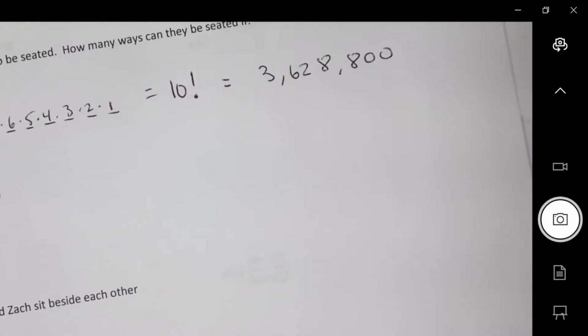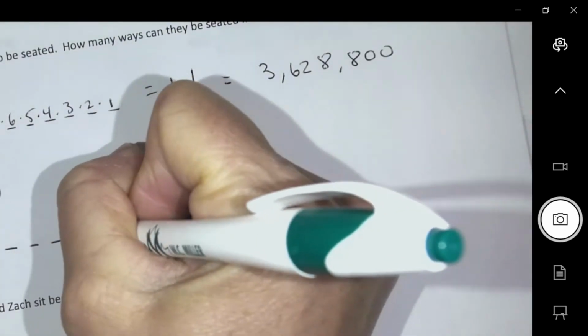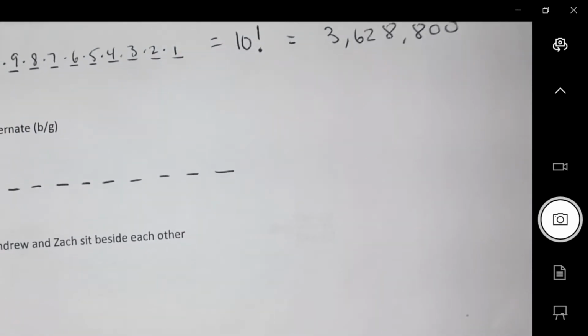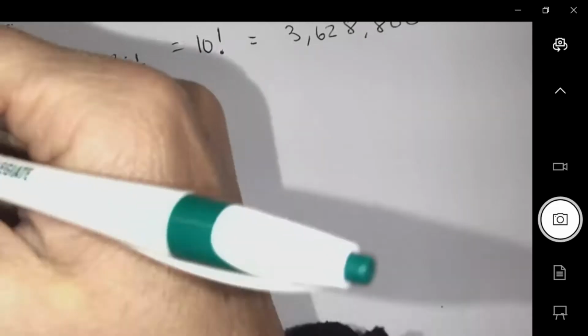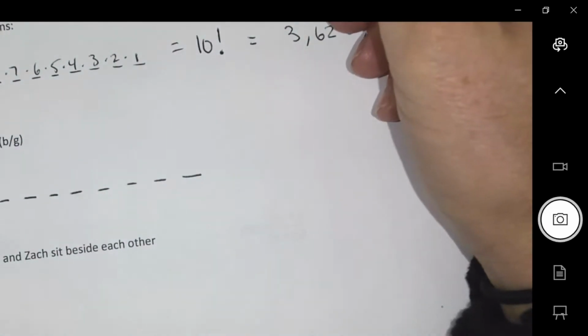All right. They have to alternate, so I'm going to draw my 10 chairs again. So they have to alternate, boy, girl, boy, girl. They have to be beside each other like that. How many options do I have to put somebody in my first chair? I could put anybody. Anybody can sit down.